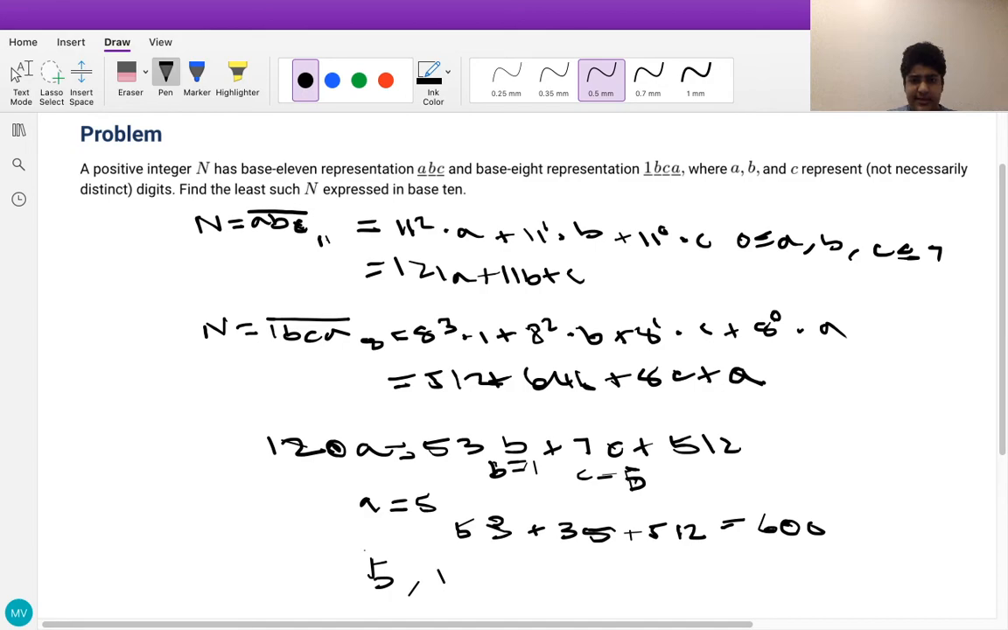Now, before we write this down as our answer, let's look back at the question. We have to find the least such n expressed in base 10. 515 is the base 11 representation. So now, let's just convert it to base 10. We have that n is equal to 121 times 5, which is 605, plus 11 times 1. When you add that to 605, you get 616. And then finally you add 1 times 5, which results in a grand total of 621.